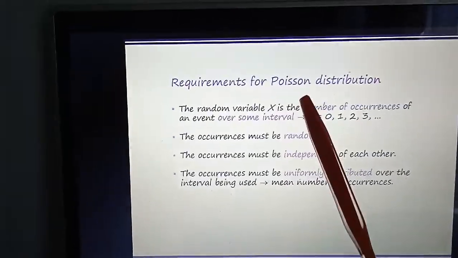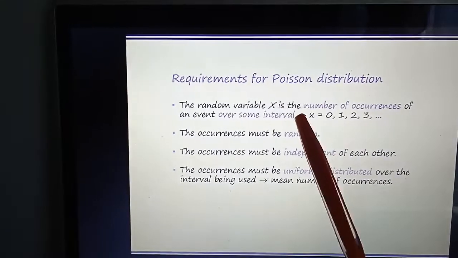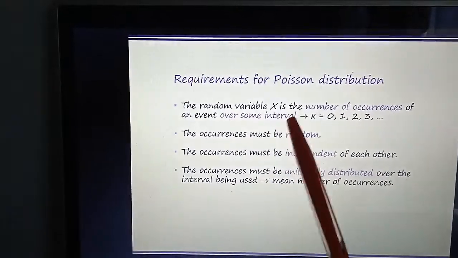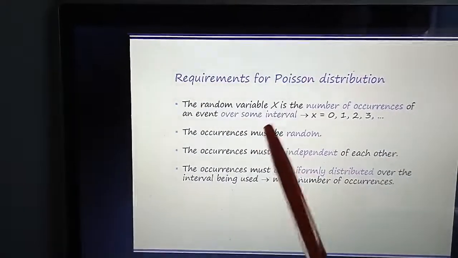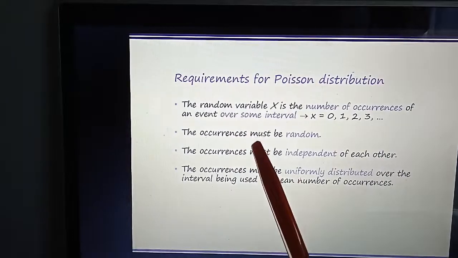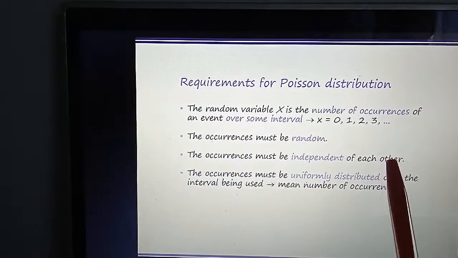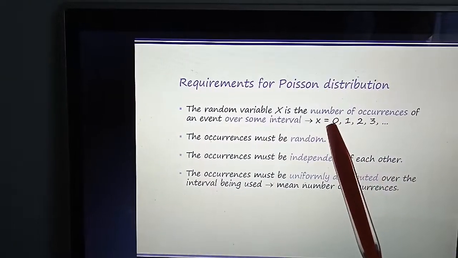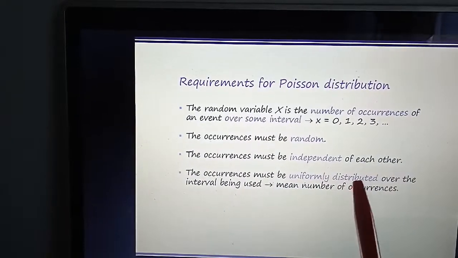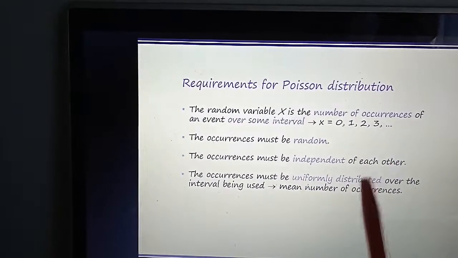Requirements for Poisson distribution. These are the requirements that need to be met by the random variable x. First, the random variable x is the number of occurrences of an event over some interval, taking x equal to 0, 1, 2, 3 and so on. The occurrences must be random. Next, the occurrences must be independent of each other, so the values of x are independent of each other. The occurrences must be uniformly distributed. It means that we use the mean number of occurrences instead of exact numbers.